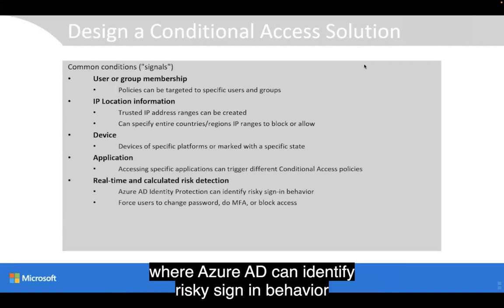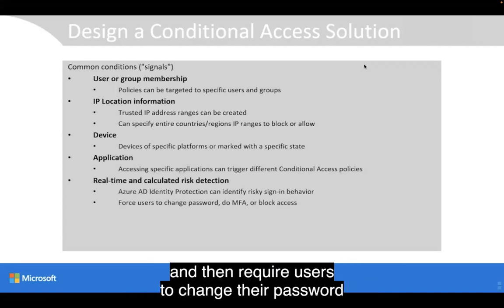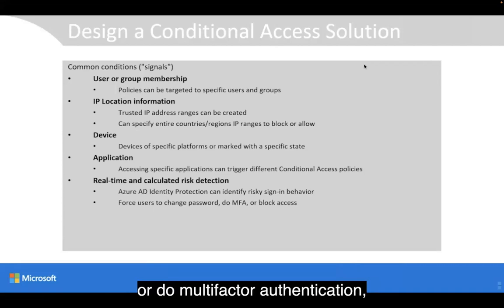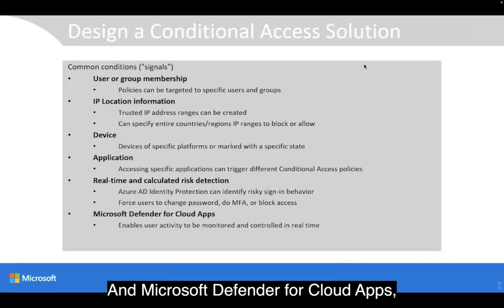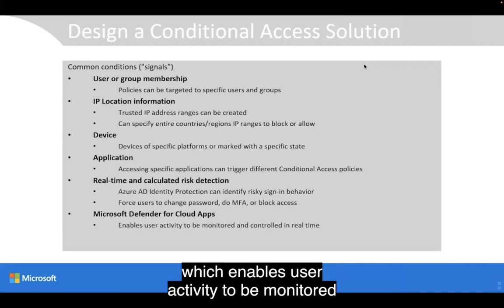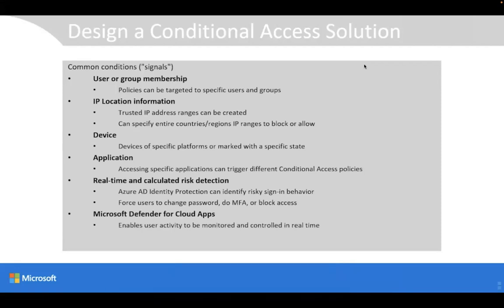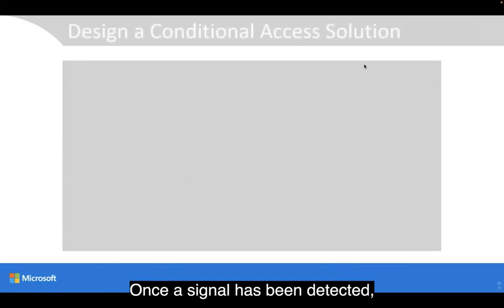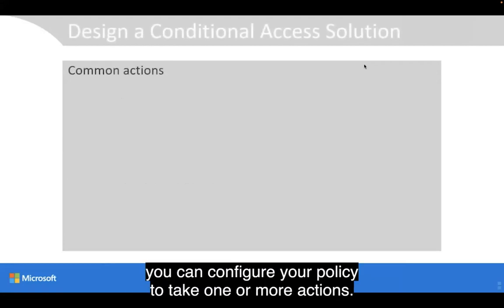real-time calculated risk detection, where Azure AD can identify risky sign-in behavior and then require users to change their password or do multi-factor authentication, or can just block access altogether, and Microsoft Defender for cloud apps, which enables user activity to be monitored and controlled in real time. Once a signal has been detected, you can configure your policy to take one or more actions.